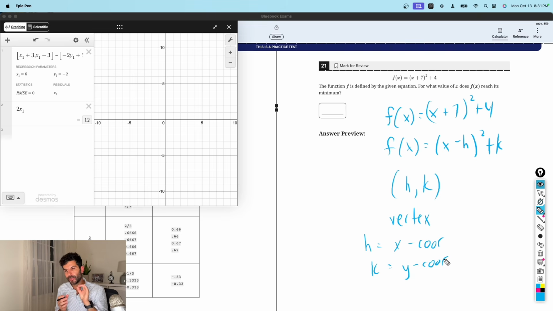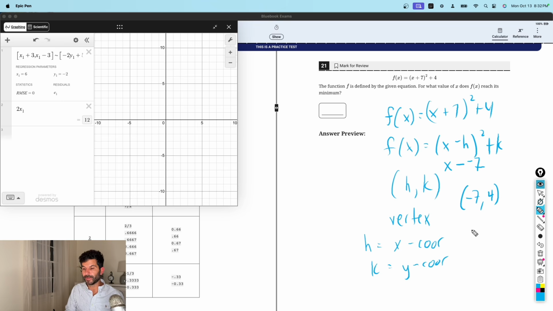Now, here's the tricky part. You got to be careful here because the vertex form is x minus h squared. Now, when I see x plus 7, what I need to realize is that behind the scenes, this is x minus negative 7. When I have a double negative, I have a positive. So in reality, my h is negative 7. So I always tell students, h is always going to be the opposite of what you think. So if you see 7 and you're thinking 7, it's the opposite. So it's going to be negative 7. The good news is k is what you see. So if I see 4, then that is going to be my k value.